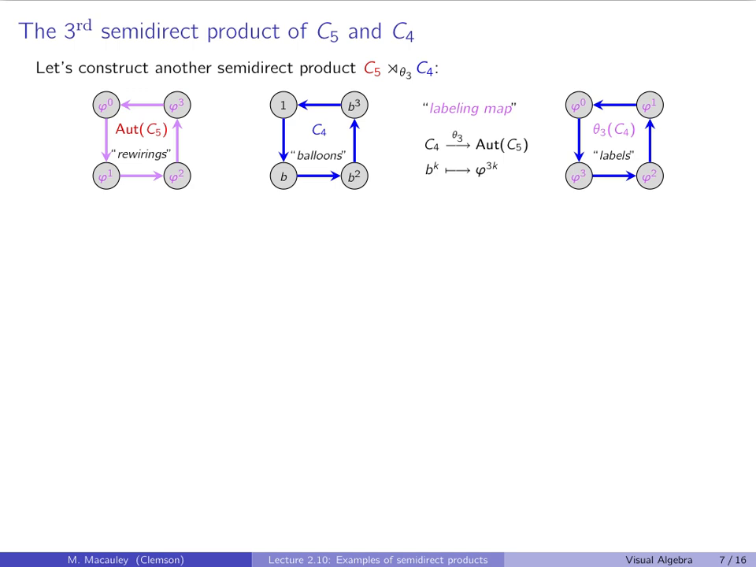And this time, I'm going to stick in this node, instead of phi or phi squared, phi cubed. And that's going to force this next node to be phi cubed squared, which is phi to the sixth, which is phi squared. And that's going to force this one to be phi cubed cubed, which is phi to the ninth, which is just phi to the first.